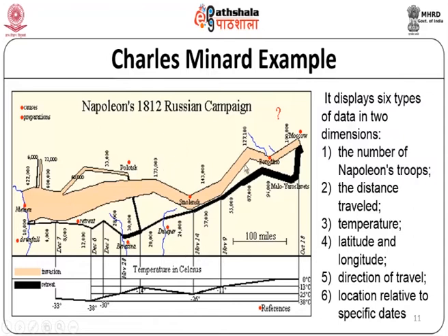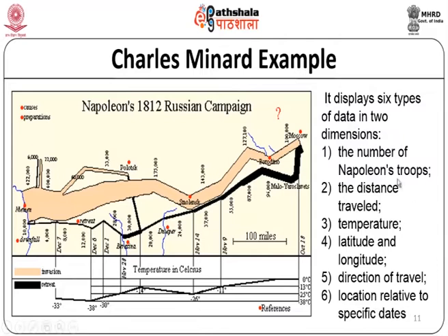You can find there are 6 various parameters highlighted in the same chart. The 6 parameters are listed down here. The first parameter is the number of persons in Napoleon's troop. The second parameter is the distance covered. The third parameter is the temperature in various regions. The fourth parameter is the height, the latitude, longitude. The fifth parameter is the direction in which the troops moved, and the sixth parameter is location relative to specific dates.